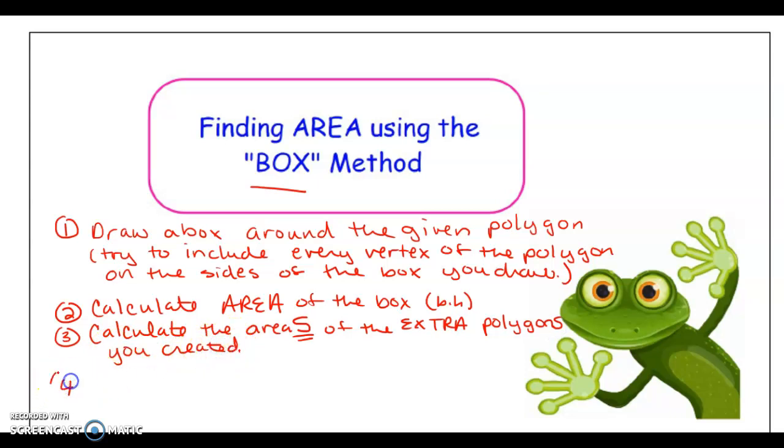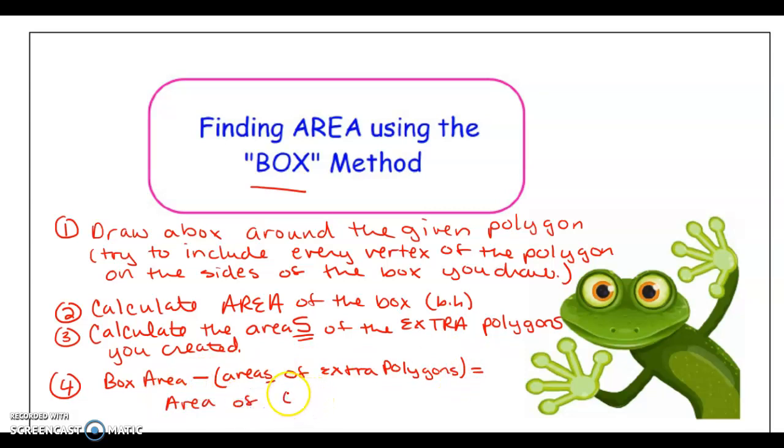And then step 4, your final step, guys. You're going to take your box area and you're going to subtract the areas of extra polygons. And that's going to equal area of original. Let's look at a few examples together.